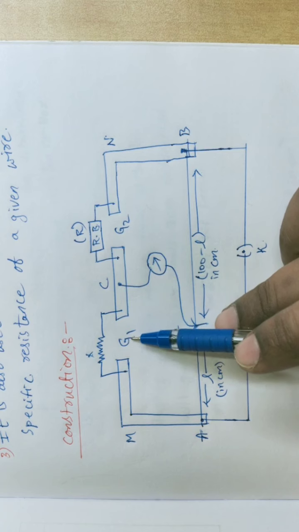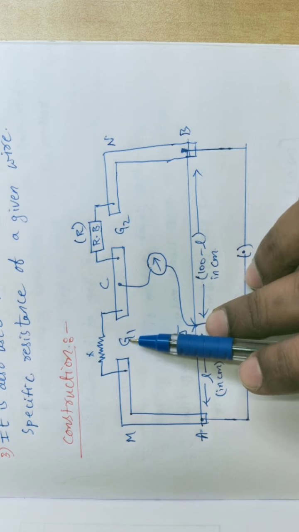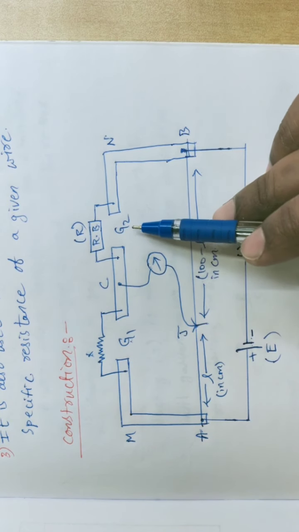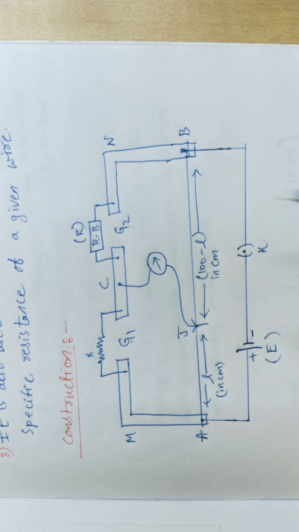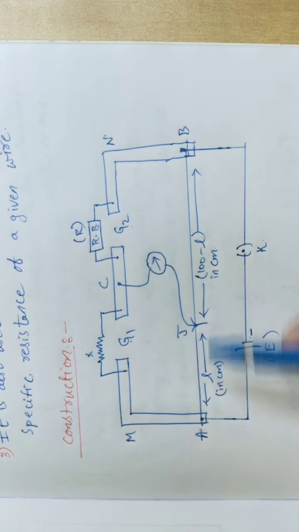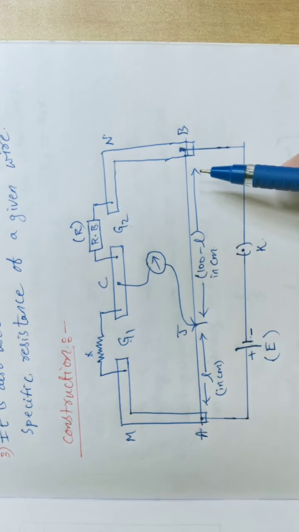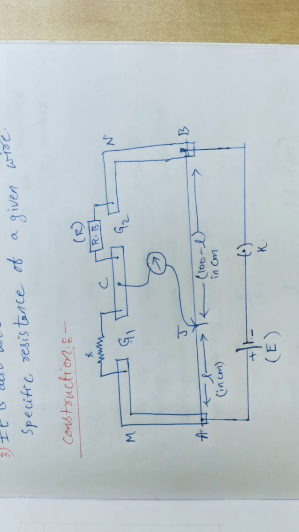Here we are introducing two gaps. This left gap I am naming G1, and the right gap I am naming G2. Here is one terminal, A, and another terminal, B. Between these terminals A and B, compulsorily 1 meter distance, or 100 centimeters, is present. How much distance is present between A and B? Between A and B, 1 meter or 100 centimeters distance is present.